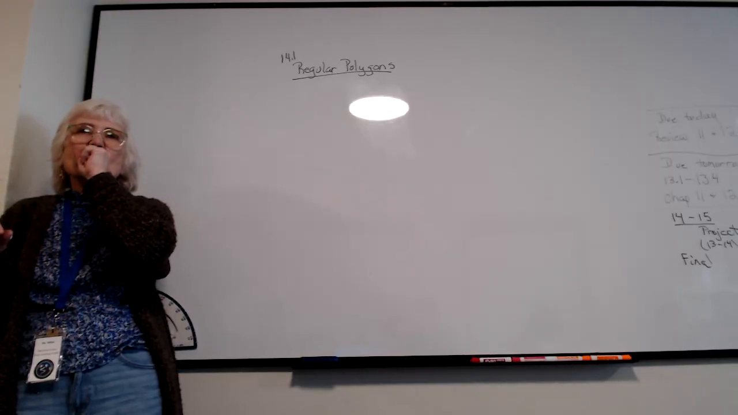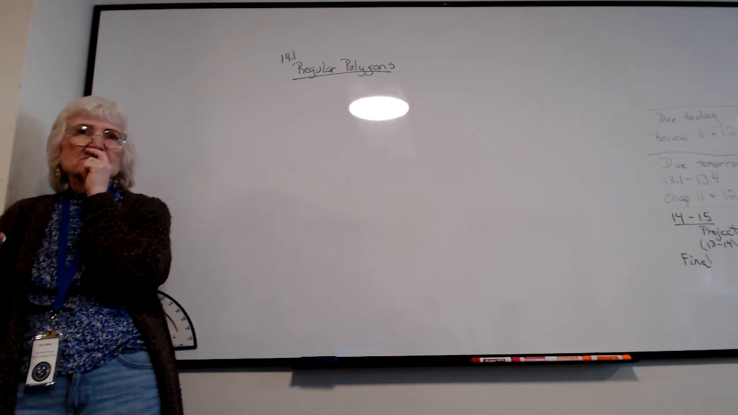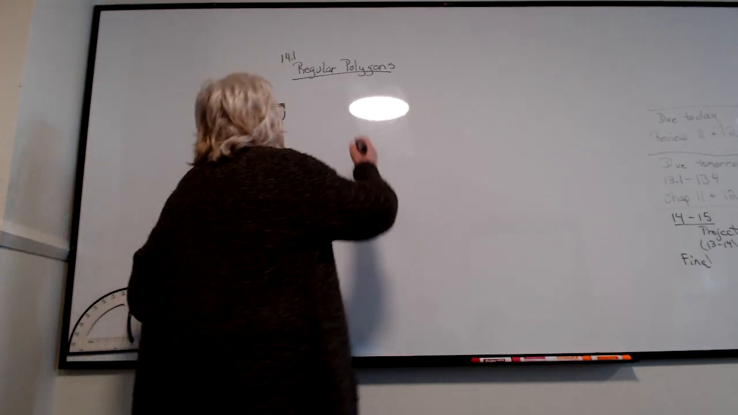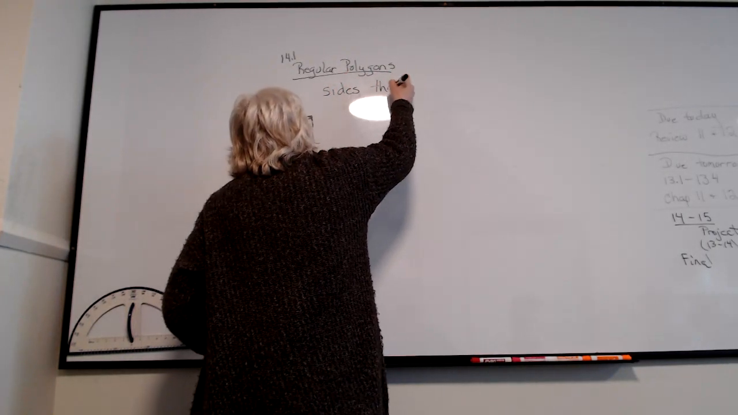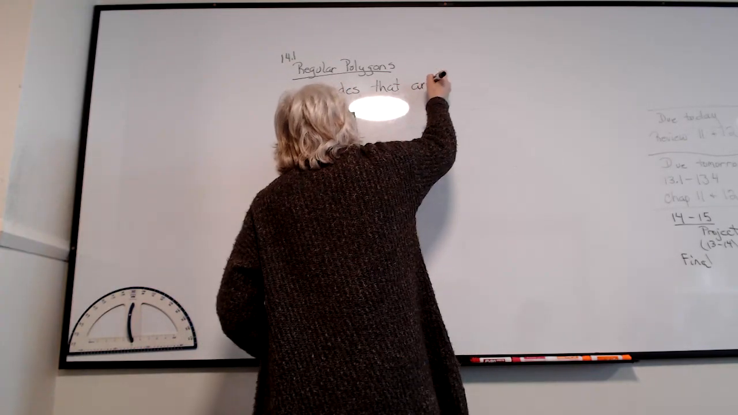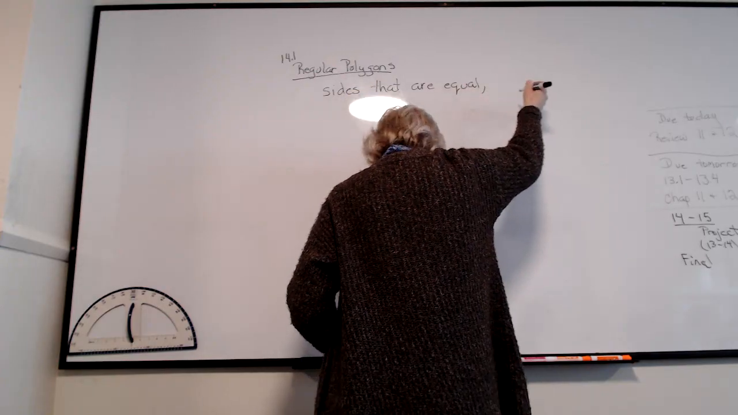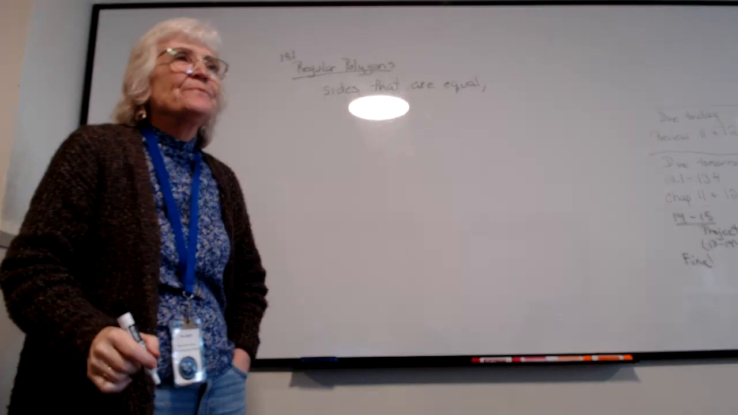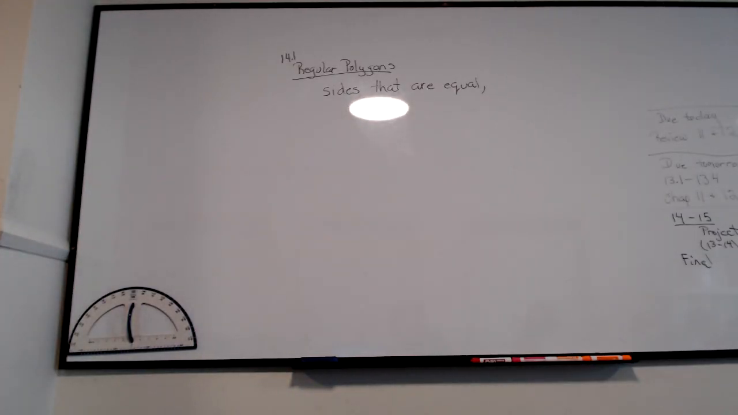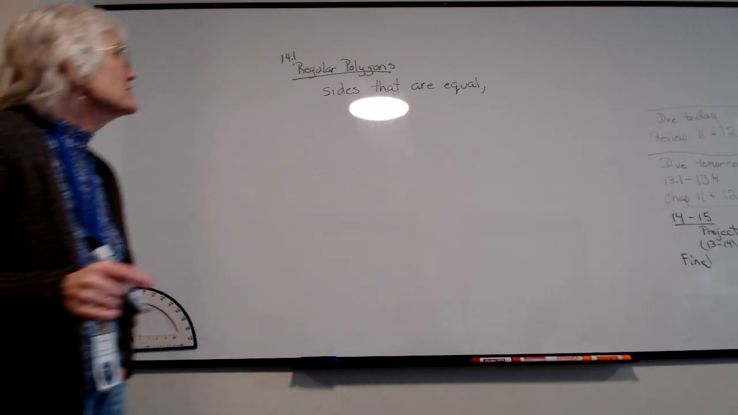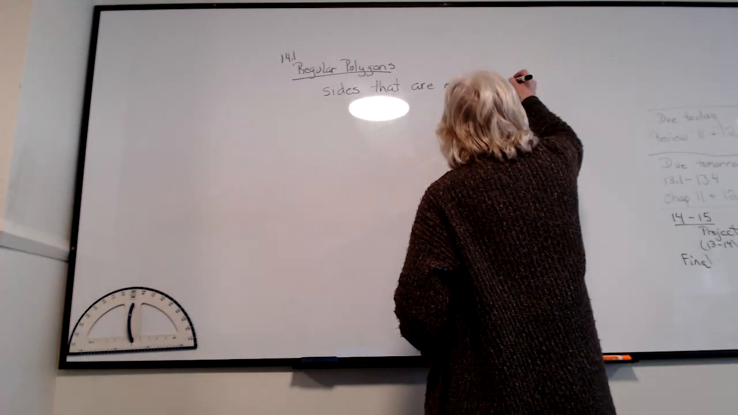Symmetry? They have symmetry, that's correct. Maybe their sides are supposed to be equal. Yes, regular polygons have sides that are equal. They do have symmetry because of that. What else is true about an equilateral triangle and a square besides their sides being equal? Yes, equal angles. The angles are equal.